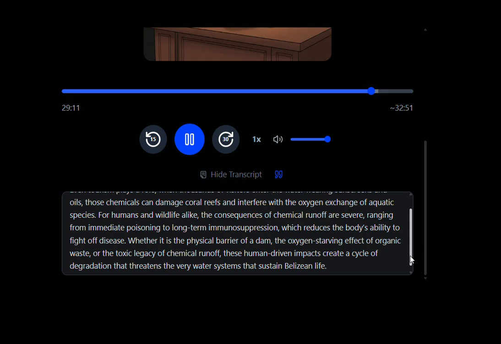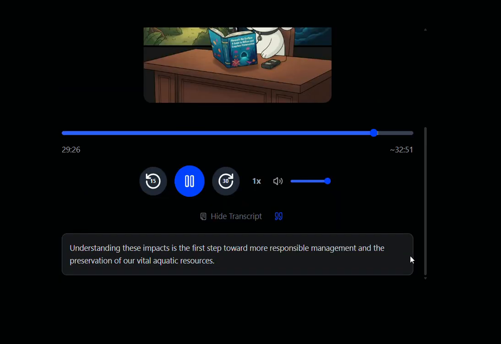Whether it is the physical barrier of a dam, the oxygen-starving effect of organic waste, or the toxic legacy of chemical runoff, these human-driven impacts create a cycle of degradation that threatens the very water systems that sustain Belizean life. Understanding these impacts is the first step toward more responsible management and the preservation of our vital aquatic resources.